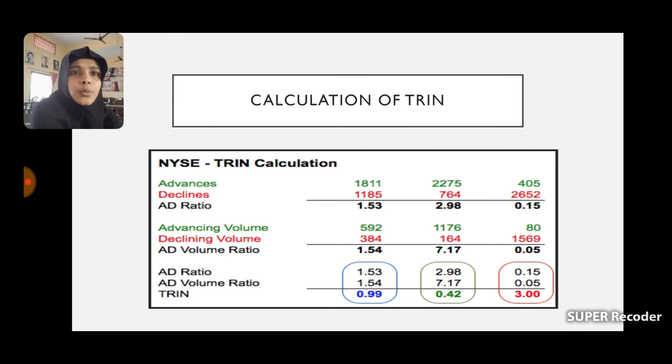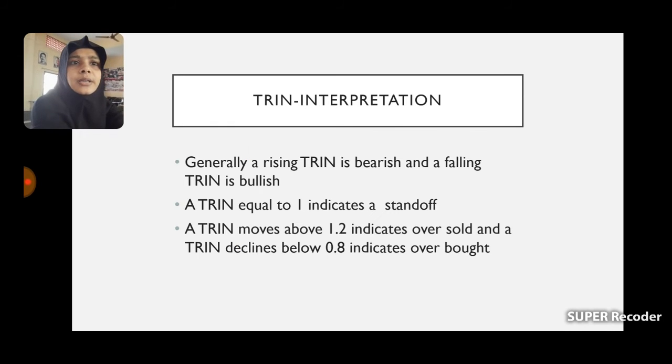Okay, now we can just look at the interpretation of TRIN. Generally, a rising TRIN is bearish and a falling TRIN is bullish. In the case of other tools of technical analysis, we know that if it is rising, that is bullish, and if it is falling, it is normally bearish. But here, a rising TRIN is bearish and a falling TRIN is bullish.